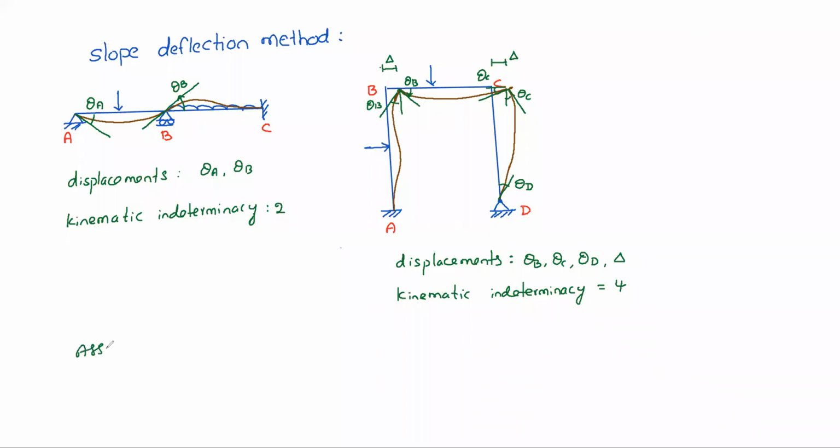Assumption here is members are inextensible. That is, change in length neglected. Okay. Now if you know this one, the displacement field, we will see how to find moments.